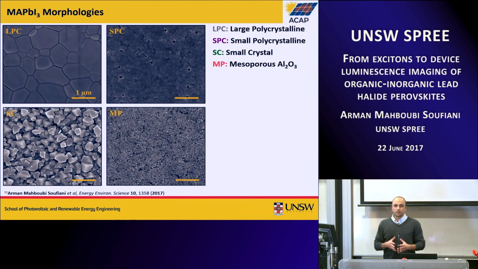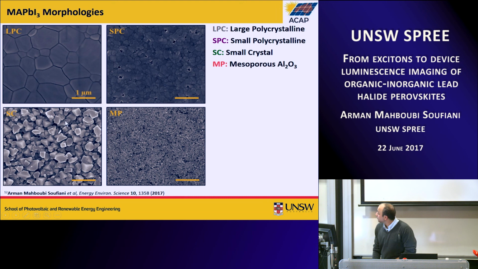There are different ways to fabricate perovskite layers. You can change the concentration of the precursor, you can change the annealing time, the annealing temperature, you can change the substrate, and you end up with different morphology of the film. You end up with different microstructure, different grain size, and different crystal quality. So it was interesting to find out whether that affects the excitonic properties of the perovskites.